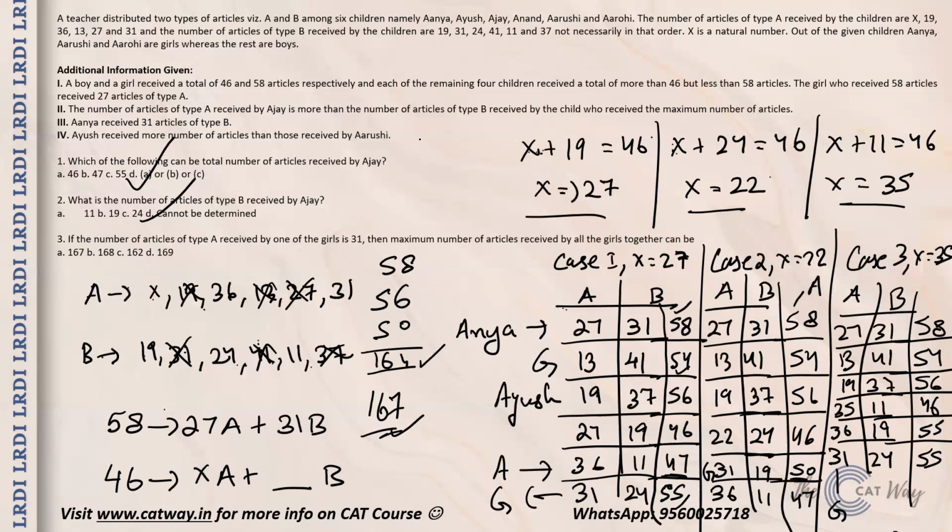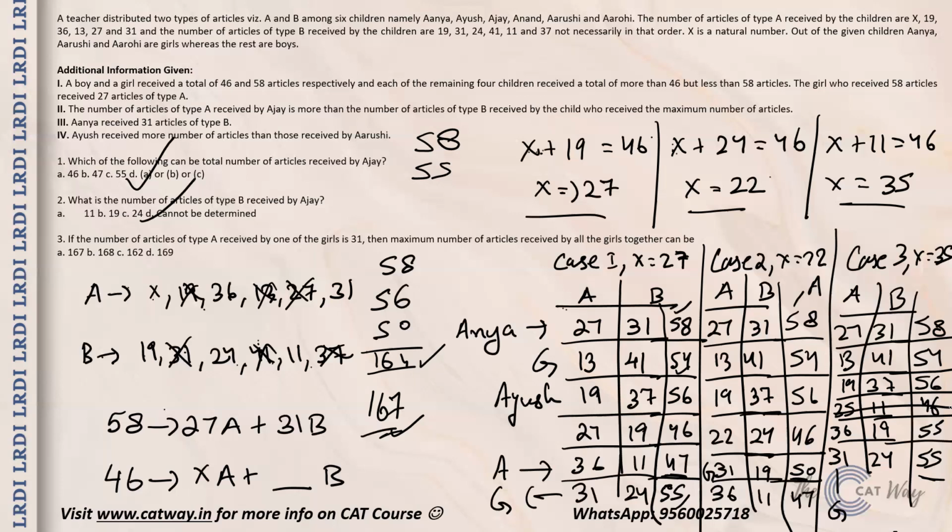Now we know that the first girl who has 58 articles is Anya, and the second girl who has 55 articles is a girl. The only condition that is left to be satisfied over here is that Ayush received more articles than those received by Arushi. So guys, see, now this girl is 55. If you take Arushi to be the girl who got 46, you will not be able to maximize the number of articles. So Arushi won't be this person.